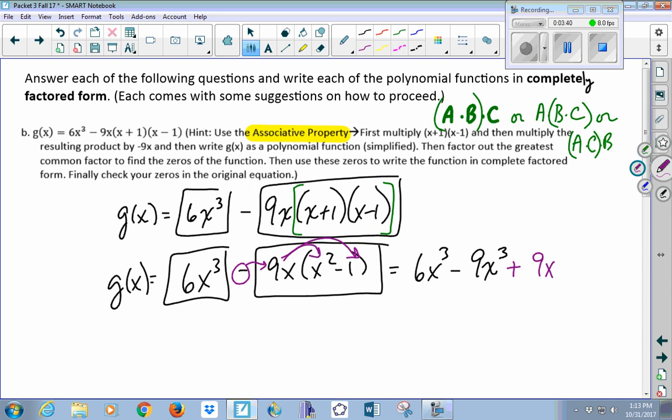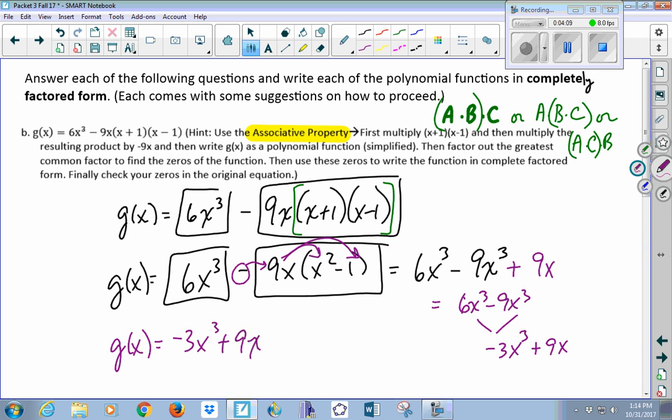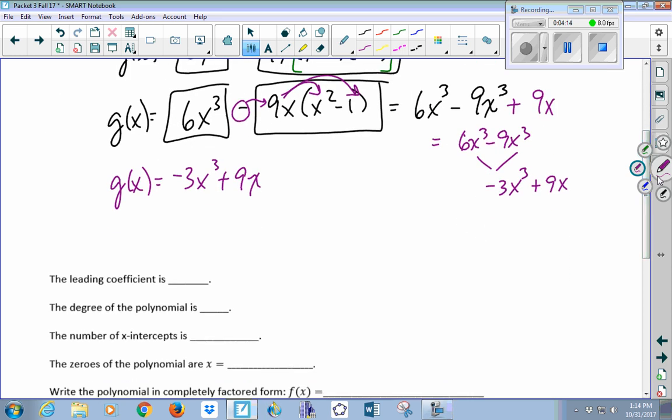All right, so let's take a look at this now. We've got 6x cubed minus 9x cubed plus 9x. So that's going to give us 6x cubed minus 9x cubed gives us -3x cubed plus 9x. So the polynomial function is simplified to be -3x cubed plus 9x. Now that's going to be a lot easier to factor now that I've simplified it.